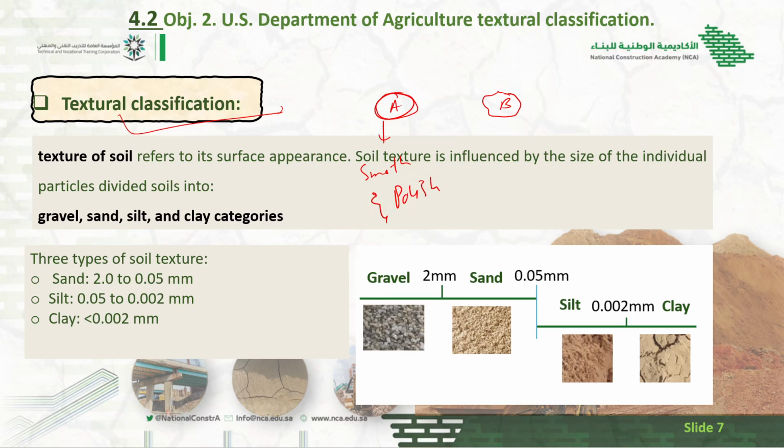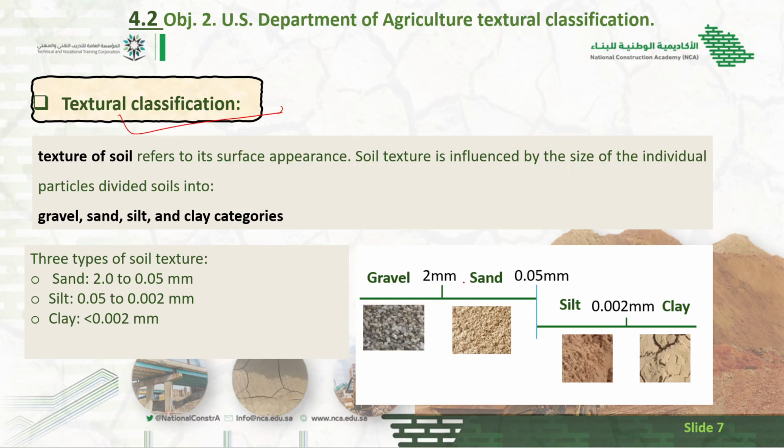And their texture, you can see, is angular and rough. So this is what is called texture. Soil texture is influenced by the size of individual particles, divided into categories. So there are categories.